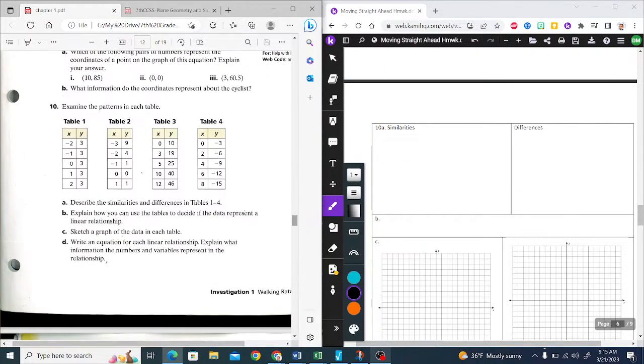So similarities, you could come up with all sorts of things, as well as differences. You could talk about the rates of change in these things are different. Some of them are constant, some of them are not. You could talk about the similarities in the fact that x values are increasing.